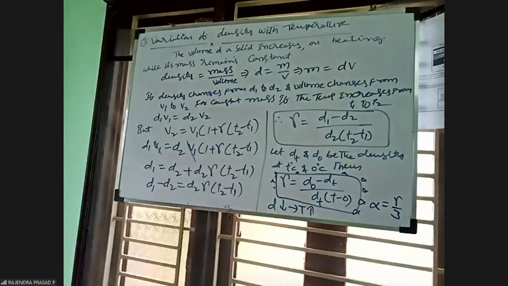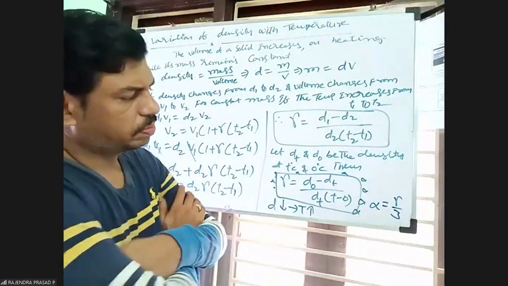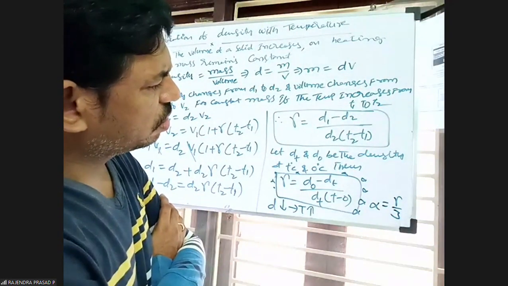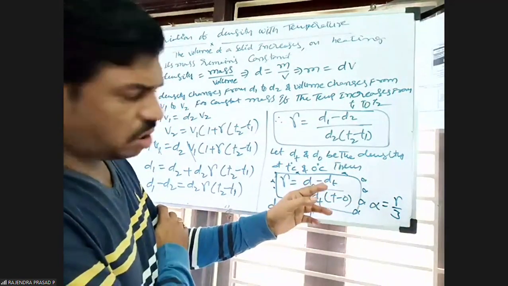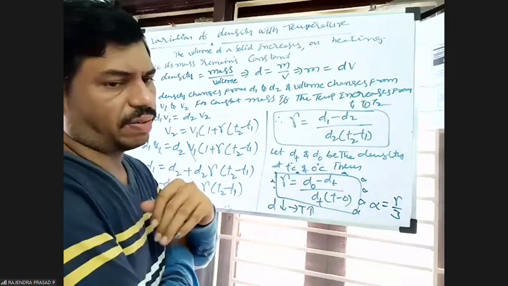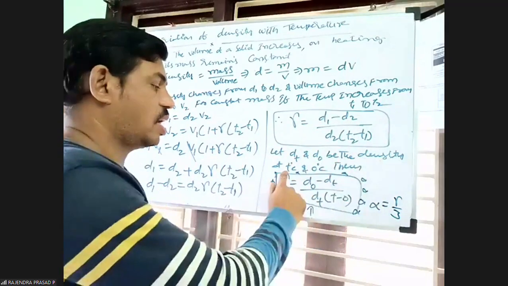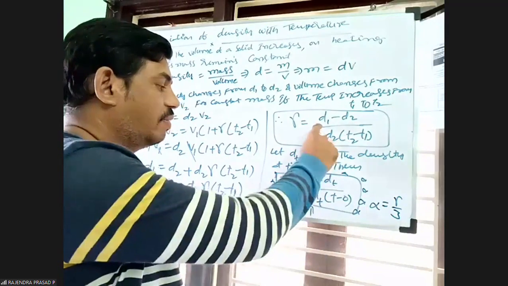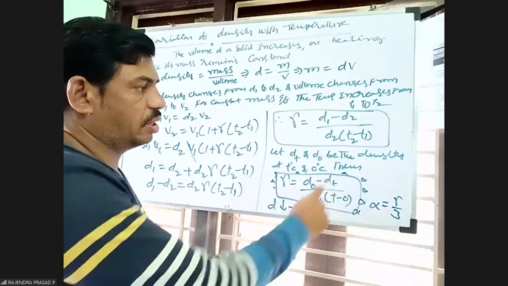Sir, can we write alpha is equal to (3D0 minus 3DT) by DT into (T minus 0)? Gamma place. So what is D1, D2? D1 is the initial density. D2 is the final density. So D2 and D0 are the density at 3 degrees and 0 degrees C. D1 means initial, this is also D0, the initial. So D0 minus DT by DT.